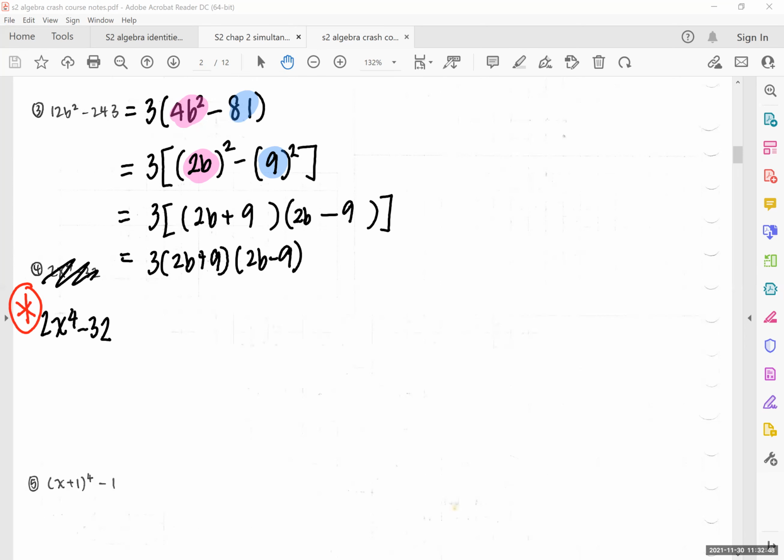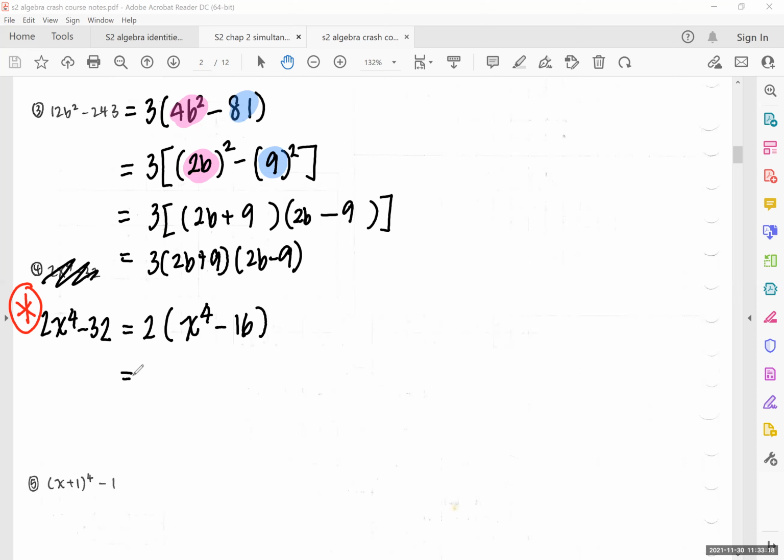Okay. All right. So right now, what is this? I call this, have you all know it's an inception? Like a dream in a dream. Yeah. Right? So this is like inception, okay? I will show you all why. First thing first, let's check. Is there anything common between 2 and 32? 2. Yeah. 2. Okay, let's all take it out. What am I left with now? X to the power of 4 minus 16.